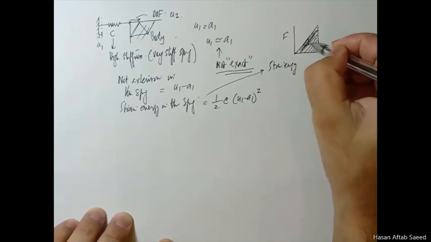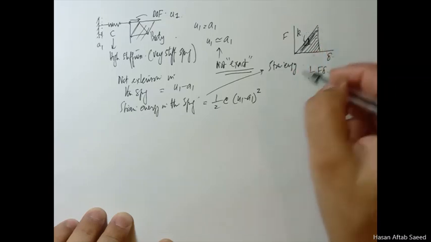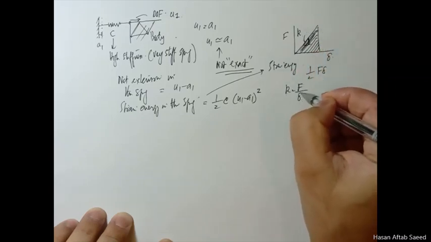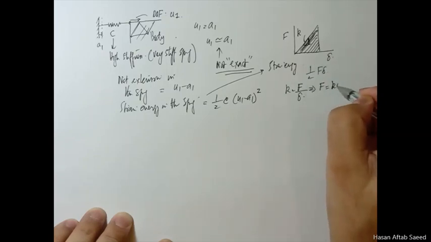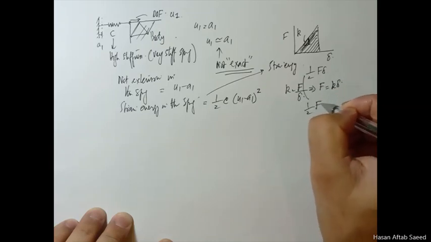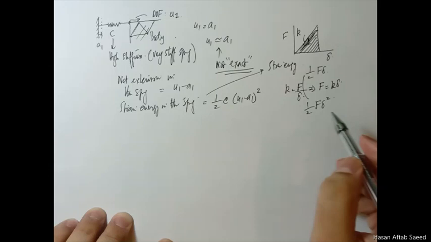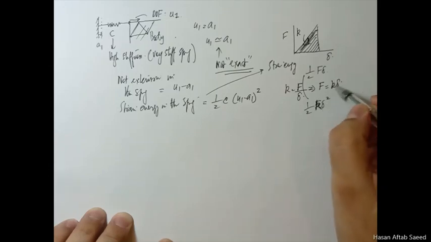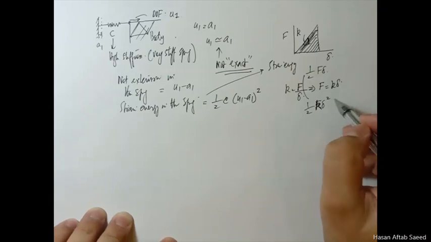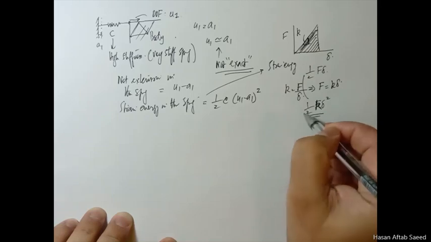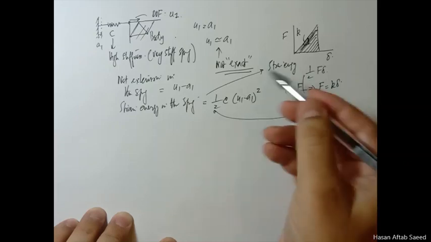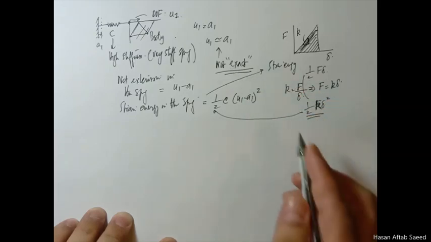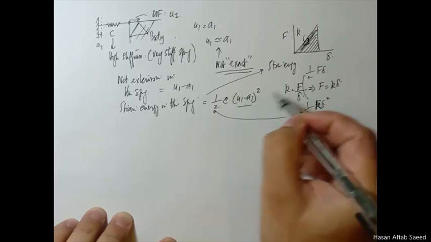Now if you utilize the fact that this K is nothing but F over deflection, then you can replace F by K delta and you get 1 over 2 K delta squared. That is what we have used here. 1 by 2 is this, K is the spring stiffness, we call it C here, the same thing, you can call it by any name, and this is the deflection in the spring.